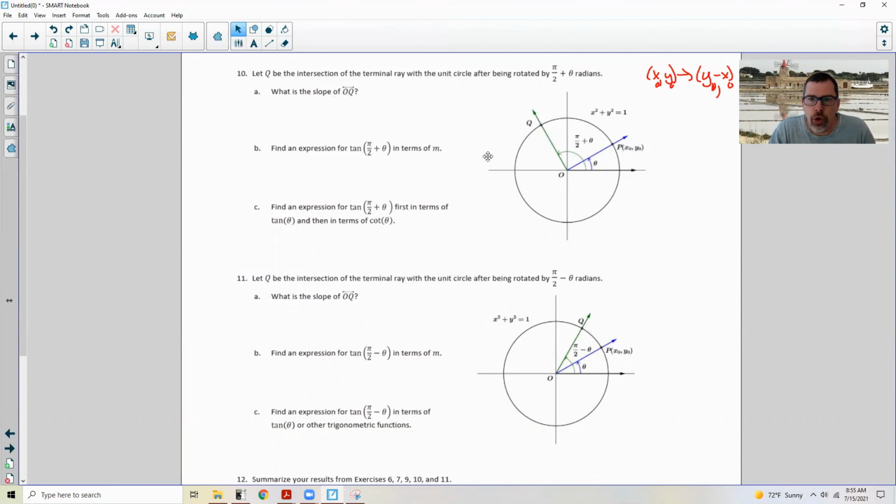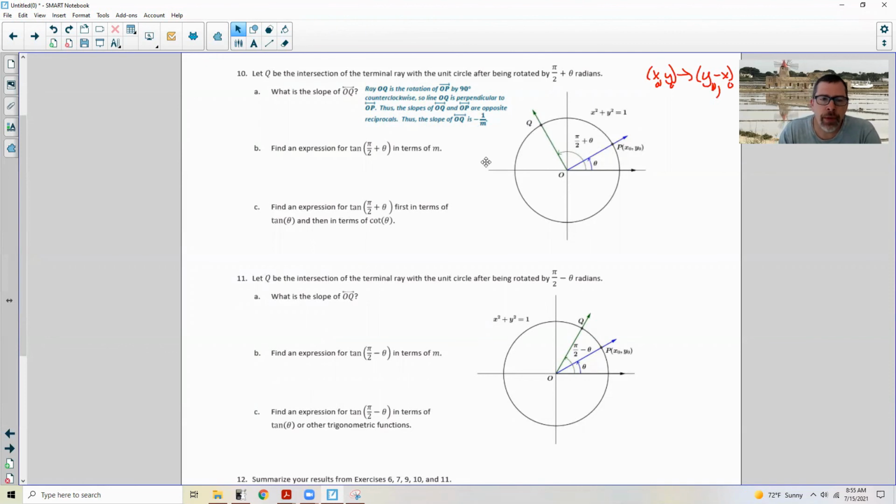So what is the slope? Ray OQ is a rotation of ray OP by 90 degrees counterclockwise. So line OQ is perpendicular to OP. Thus, the slope of OQ and OP are opposite reciprocals. Thus, the slope of OQ is negative 1 over M.